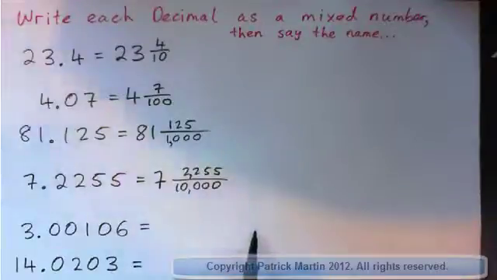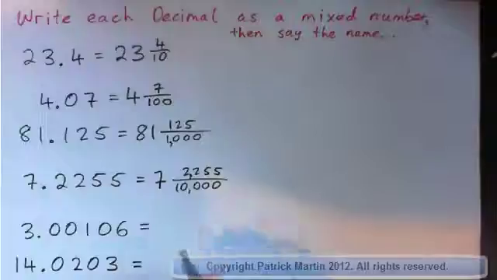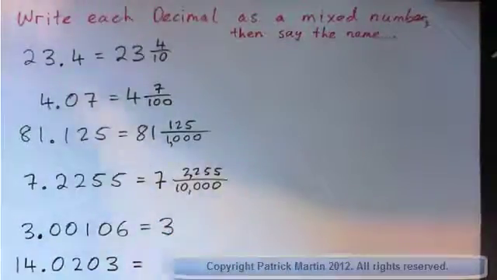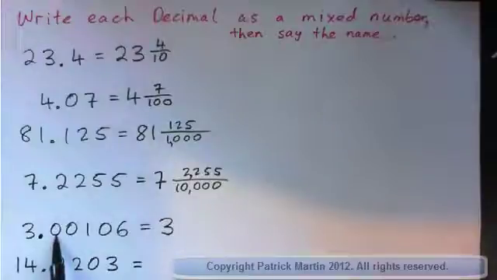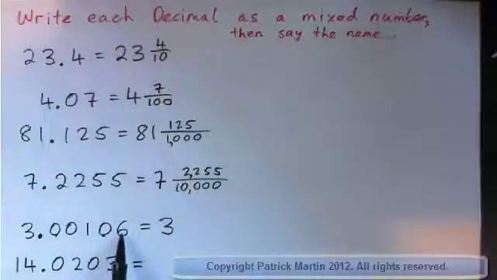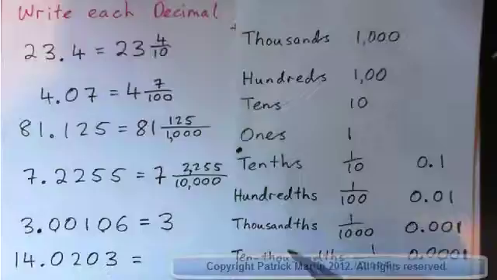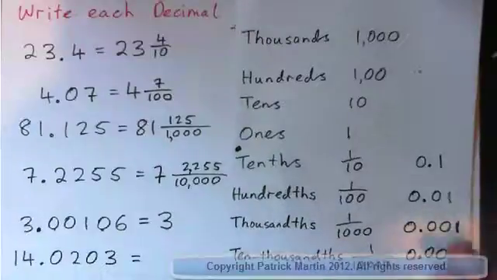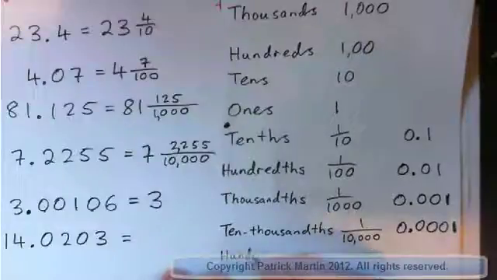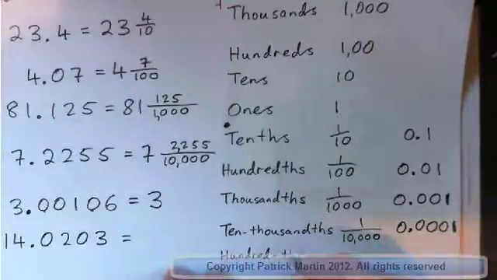Write down the answer and then say the name. As a mixed number, it is 3 wholes, right? There's a decimal point. And let's see now. I've got tenths, hundredths, thousandths, 10 thousandths. Oh, I've got another one. What's this other one going to be? Can you guess? Like I said, I've got tenths, hundredths, thousandths, 10 thousandths. What comes next, do you think? What is next is actually 100 thousandths.